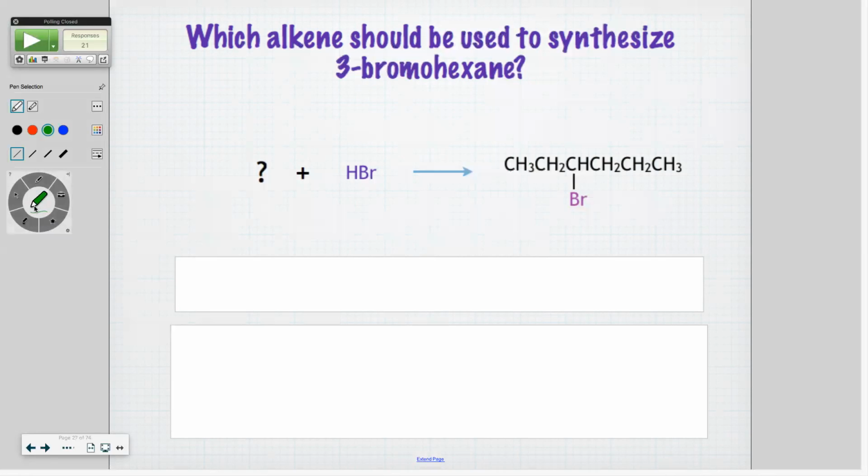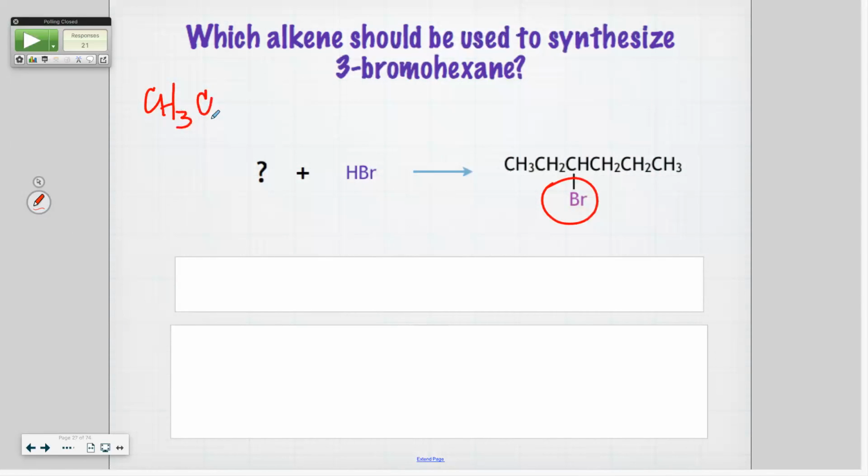Okay, what alkene should you use? So how are you going to approach the problem? Okay, so here's the bromine. So the carbon the bromine is attached to is obviously going to have to be one of the carbons of the double bond. Agree? Okay, so what are basically your options? Where would the H have to get added? Okay, so we can have CH3, CH, double bond, CH. How many? 1, 2, 3.